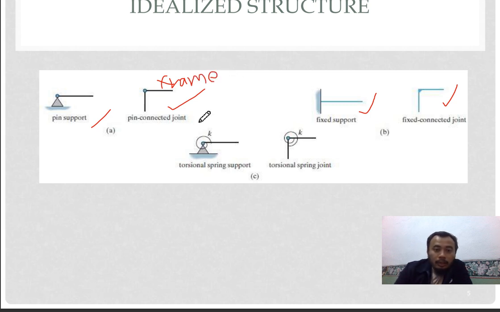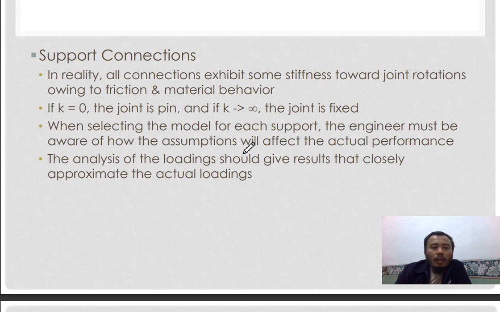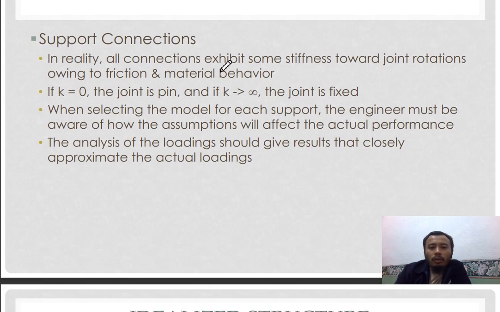And then this is a torsional spring support and torsional spring joint support connection. In reality, all connections exhibit some stiffness, as I said before, but in an idealized structure, we idealize it to become fully pinned. If it is a pin, then it's a pin. There will be no stiffness or restriction against moment rotation. So this is the idealized structure.